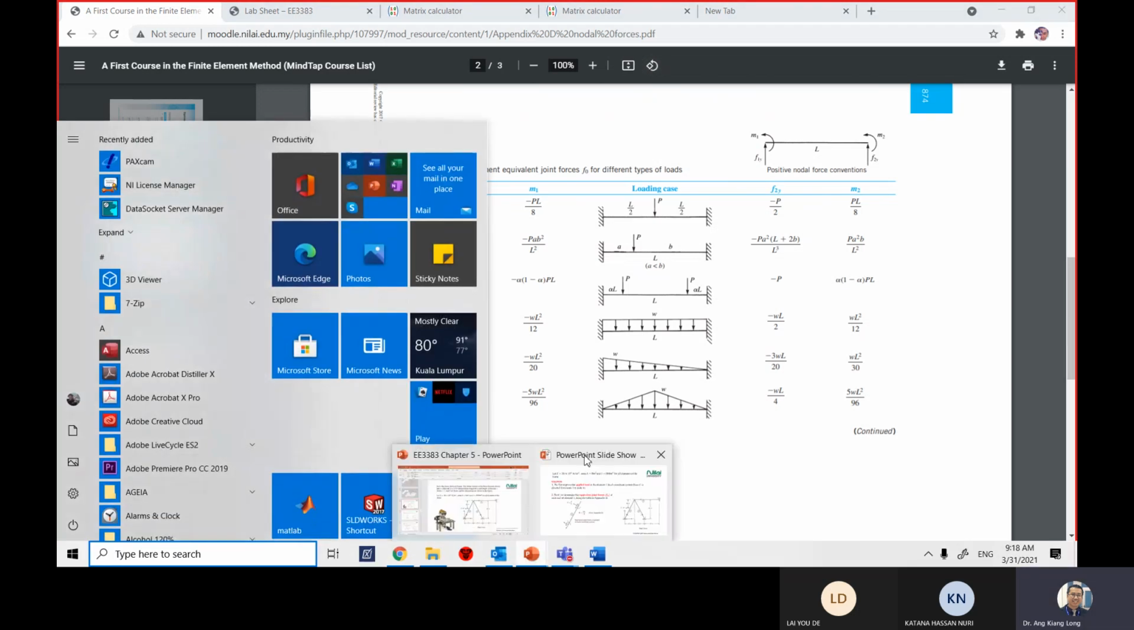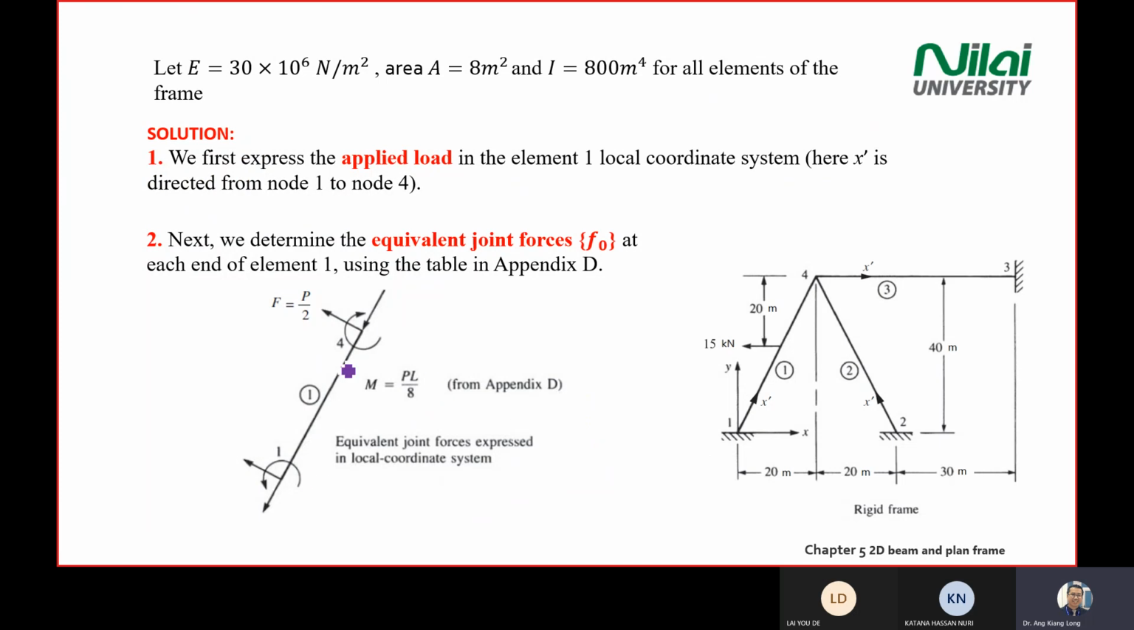Okay, let's continue with our lecture. The second step, after you convert the forces, all the forces here we will know as equivalent joint force, F0. After you convert from Appendix D, we extract from Appendix D the both end forces and the moment. All these parameters that we convert from Appendix D, we call them F sub 0, or equivalent joint force. Clear? All right.